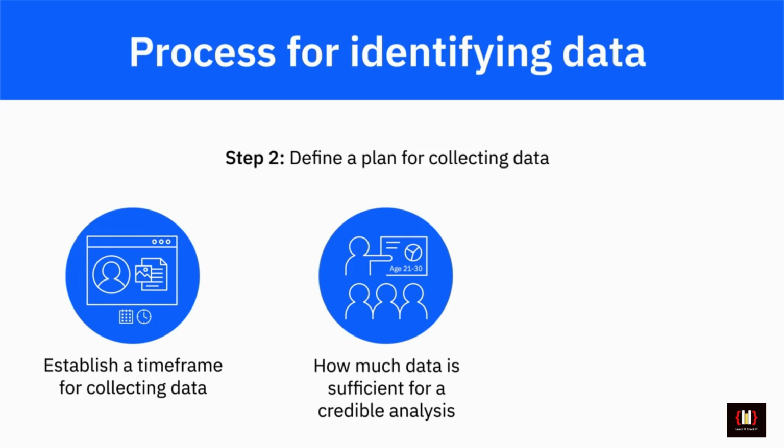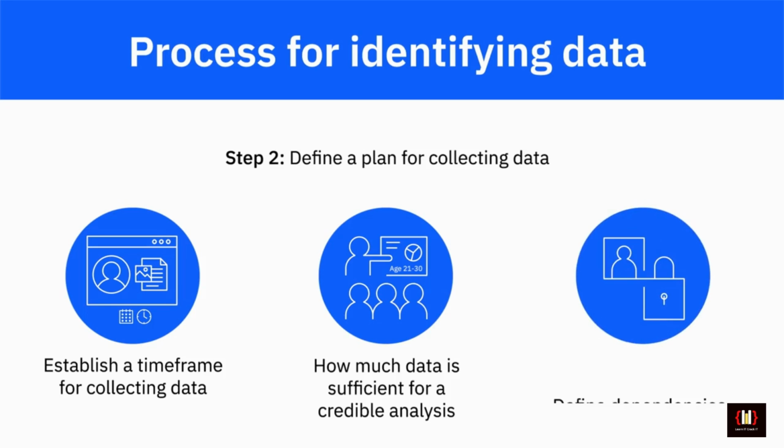In this step, you can also define how much data would be sufficient for you to reach a credible analysis. Is the volume defined by the segment, for example, all customers within the age range of 21 to 30 years, or a data set of 100,000 customers within the age range of 21 to 30? You can also use this step to define the dependencies, risks, mitigation plan, and several other factors that are relevant to your initiative. The purpose of the plan should be to establish the clarity you need for execution.